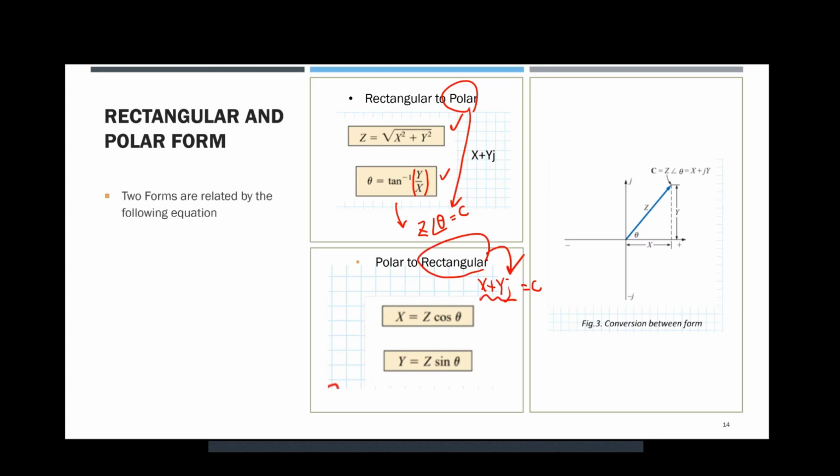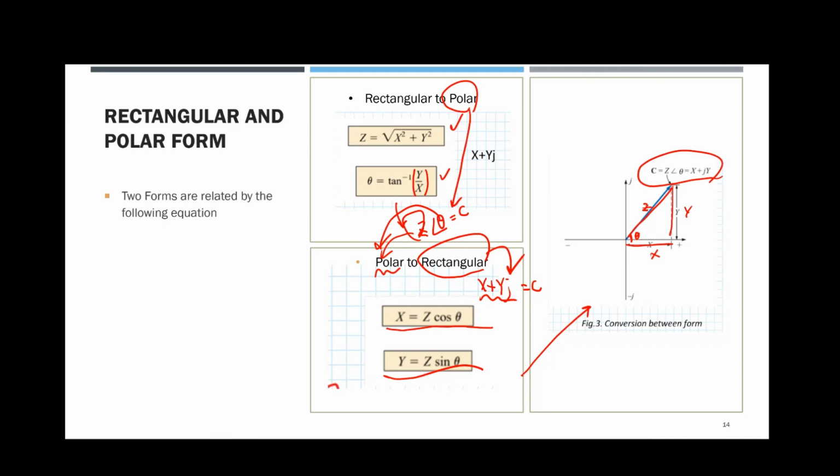So to find rectangular form, we have to find x and y from the polar form, right? From the polar form, we already know z and theta. So x is equal to z cosine theta, and y is equal to z times sine theta. So in the x and y plane, the two dimensions, we can see theta and z, this is x, this is y. Sometimes we need to make a conversion between rectangular form and polar form. So you have to really consider the two forms.